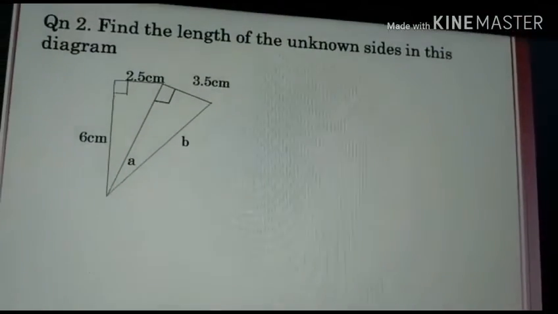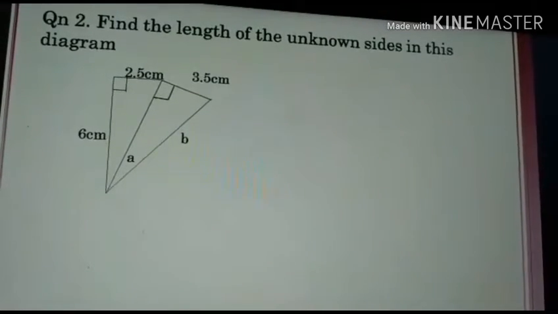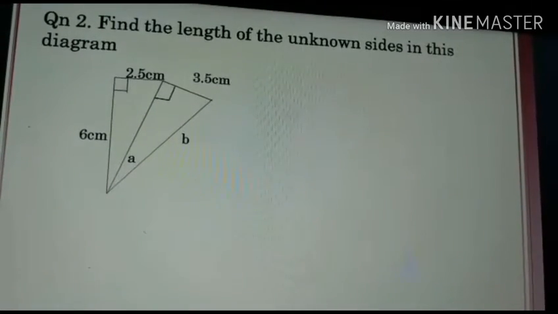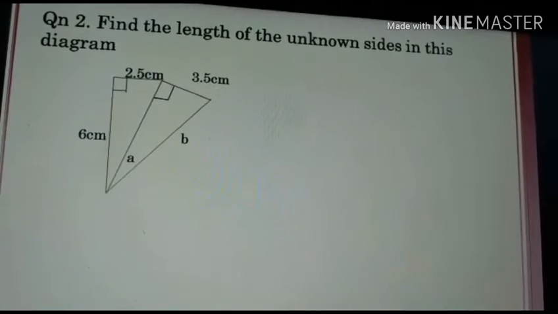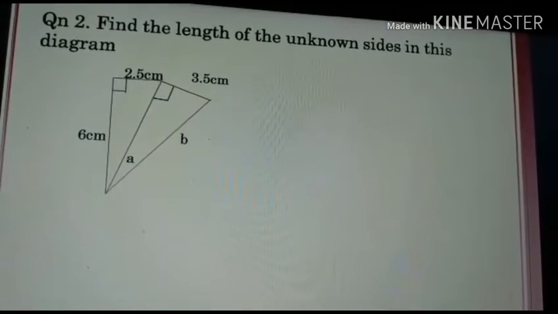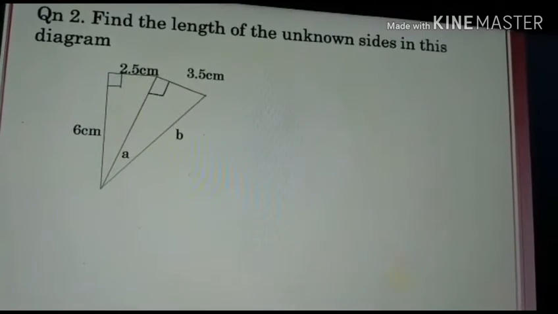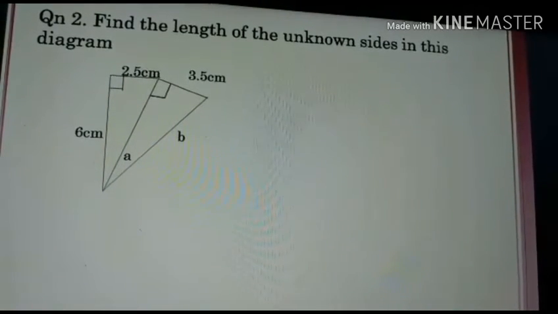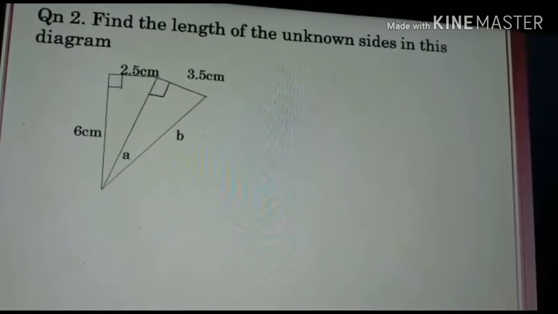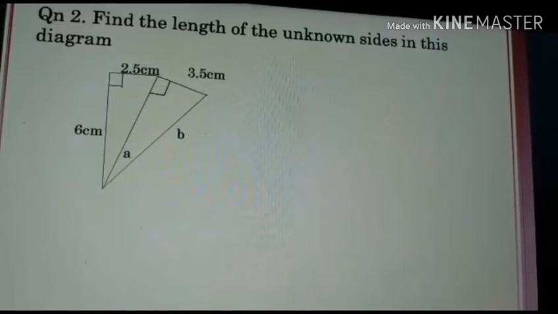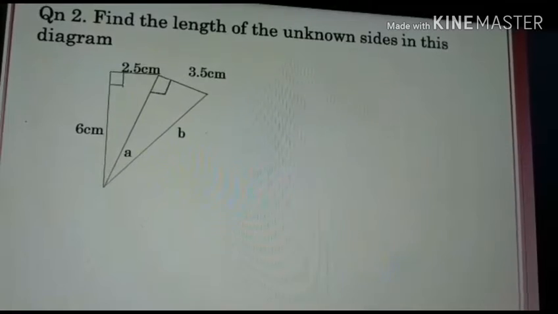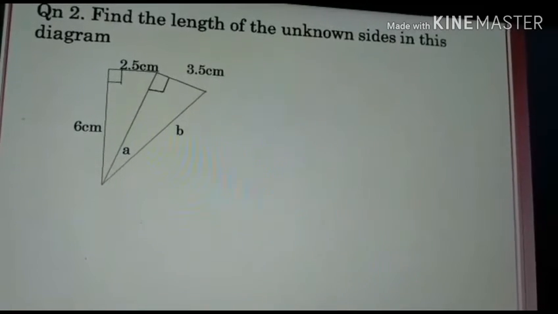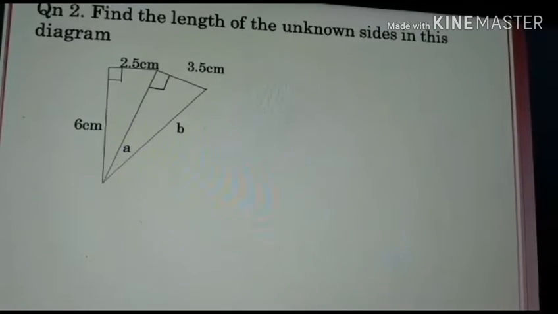In the second question, find the length of the unknown sides in this diagram. In this diagram you can see two right angle triangles and we want to find the values of A and B. Okay, so we are going to consider the first right angle triangle, marked as A, 6 centimeter, 2.5 centimeter, and here the hypotenuse is A. And in the second right angle triangle, the hypotenuse is B and the side lengths are A and 3.5 centimeter.